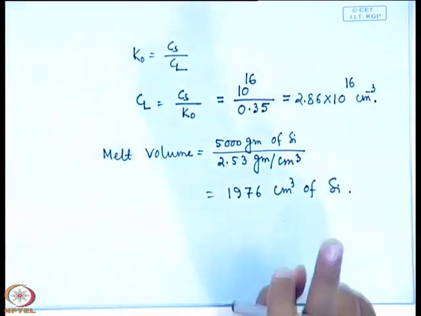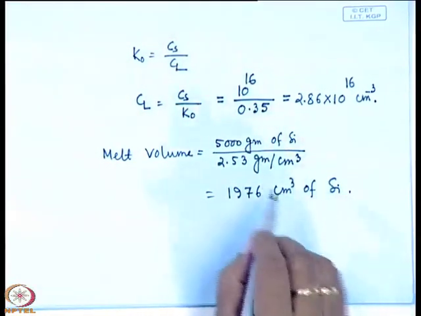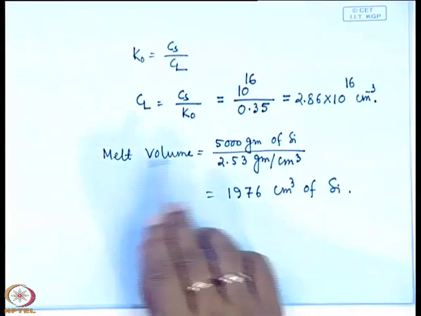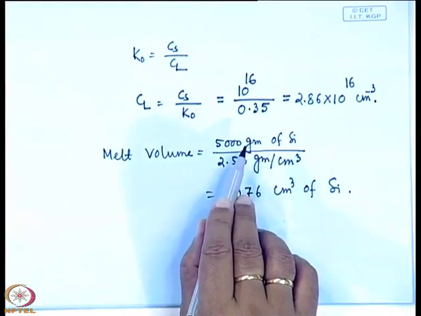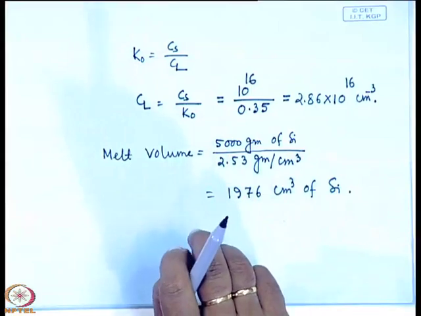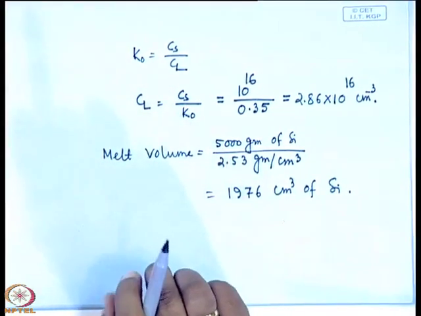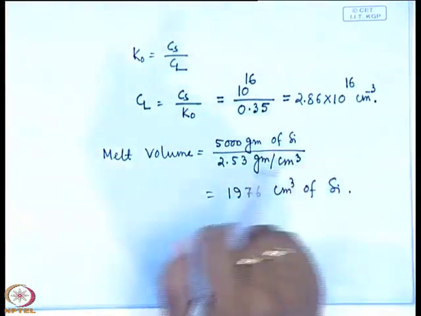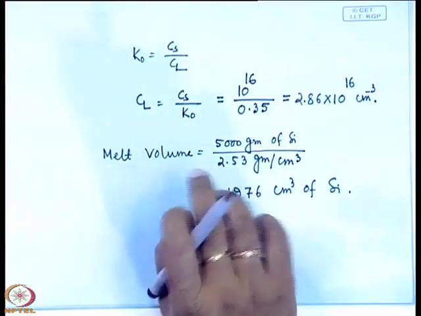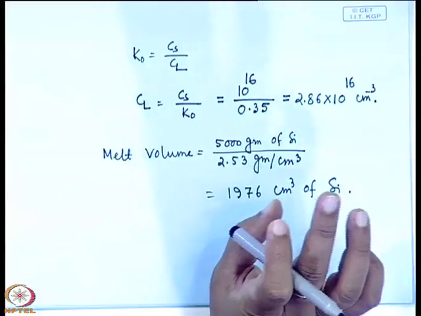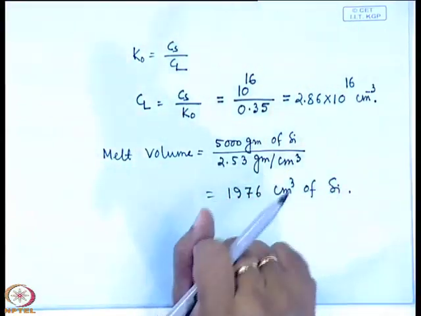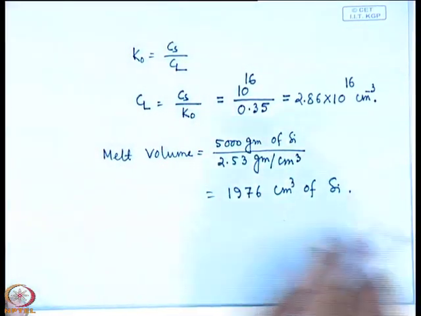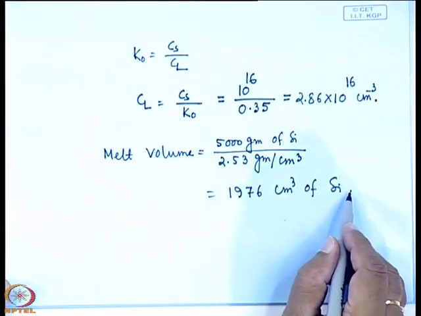Here one thing I must clear, that I have considered the melt consists of silicon only. What is there in the melt? Silicon plus phosphorus, but the amount of phosphorus is very, very less. I shall show you. That is why in solving such problems, always take the volume of the melt as the volume of the silicon or gallium arsenide. That means the constituent host, the host crystal basically. 1976 centimeter cube of silicon.